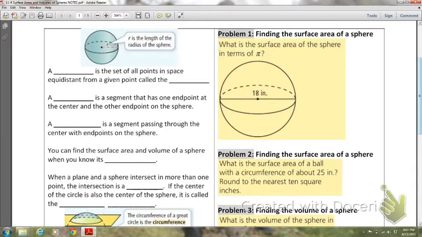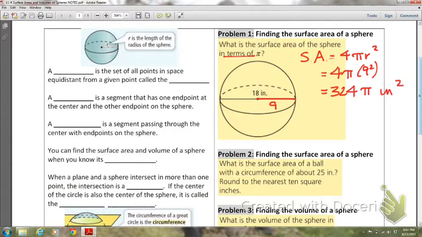In the first problem, you're finding the surface area of a sphere in terms of pi. So your formula for surface area of a sphere is 4 times pi times the radius squared. So the radius in this sphere, the diameter is 18, so the radius is 9. So we have 4 times pi times 9 squared, which is going to be 4 times 81, which is 324, and he wants it in terms of pi, so don't multiply the pi out, just leave the pi in your answer, and it's inches squared.